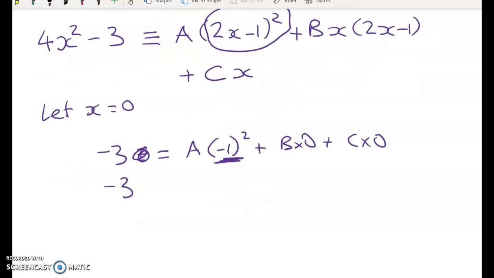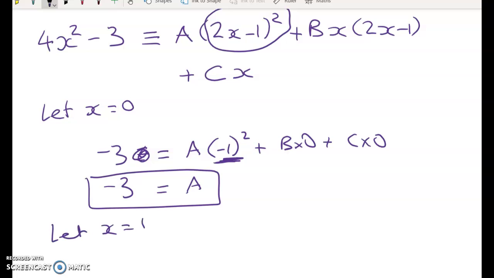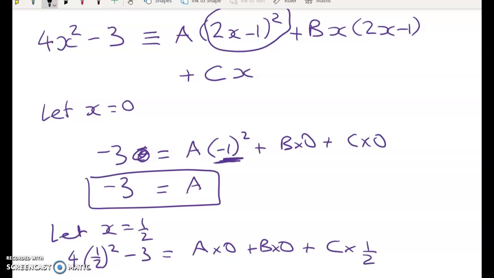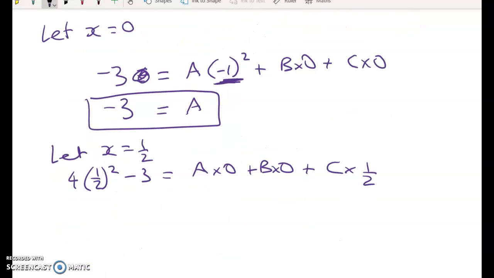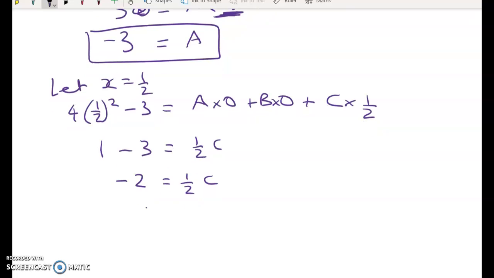Remember that these partial fractions questions are usually the start of a much more involved problem. So negative 3 is equal to A. Well, that was easy. Now let's do the next one. Let x equal 1/2. On the left-hand side, we've got 4 times 1/2 squared minus 3 is equal to A times 0 plus B times 0 plus C times 1/2. That gives me 4 times 1/4, so 1 minus 3 is equal to 1/2 C. Negative 2 is equal to 1/2 C, so C is equal to negative 4.